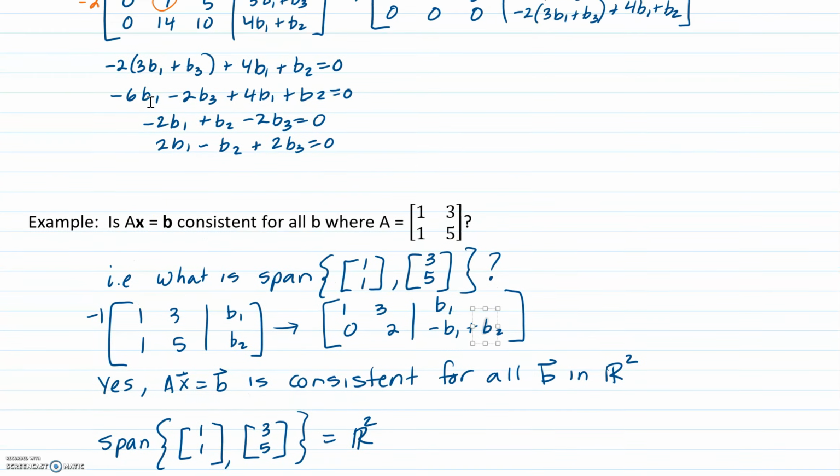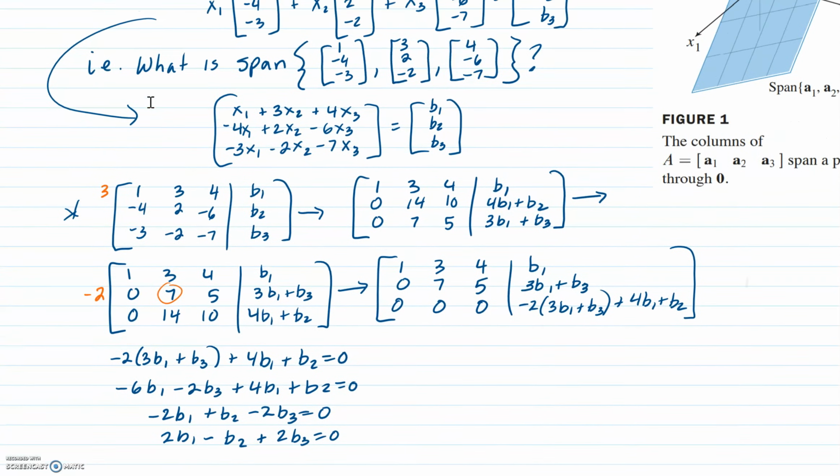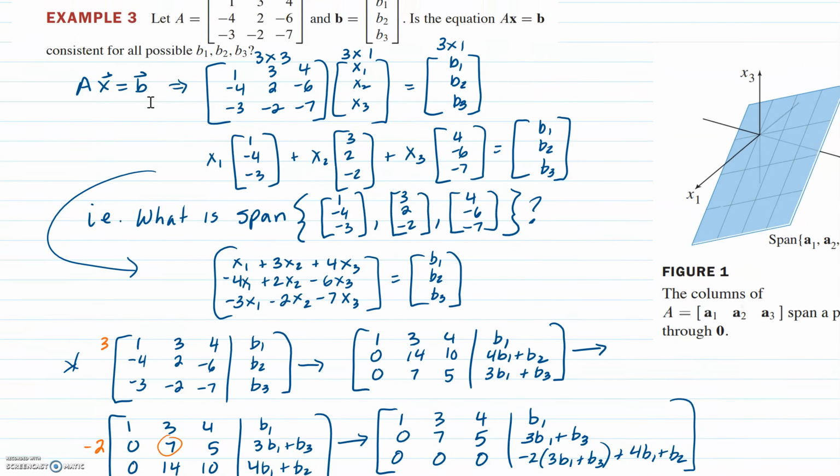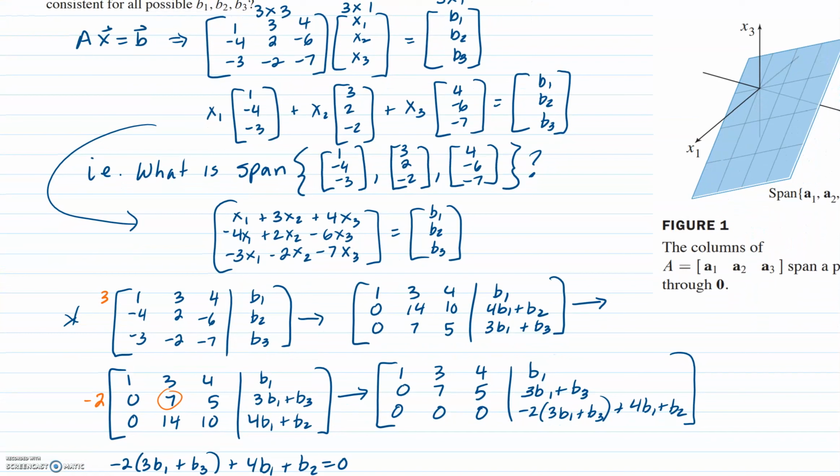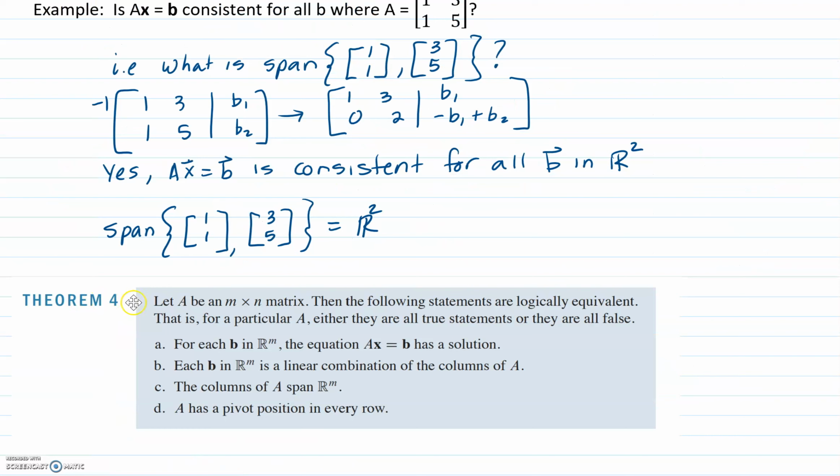If, for instance, the answer on this question in example 3 was yes, if there happened to be a pivot for this value right here, then the span of the column vectors of A would have been all of R3. But because it wasn't, it was a plane in R3. Which brings us to the next theorem.